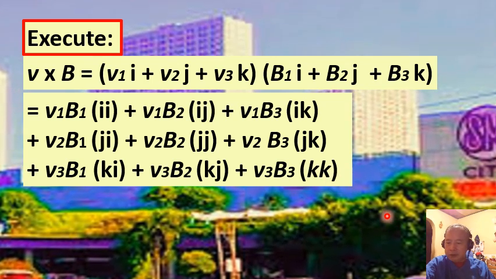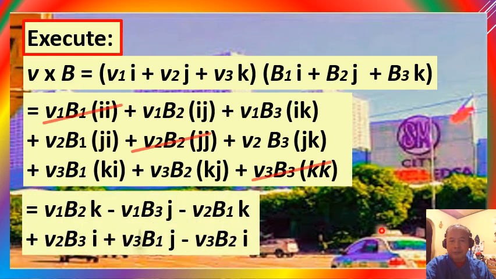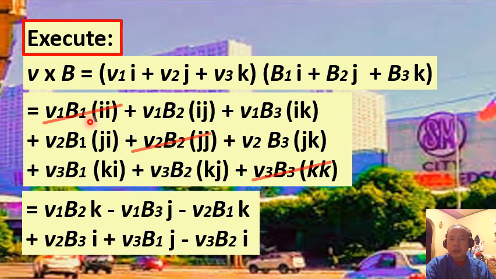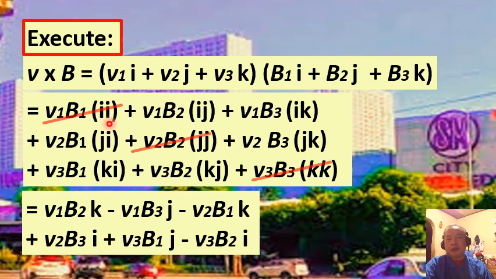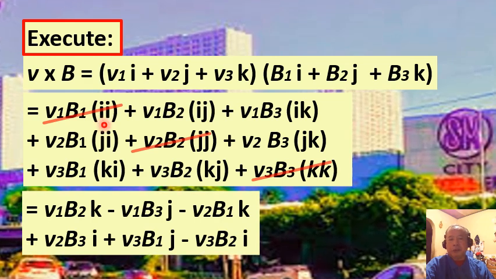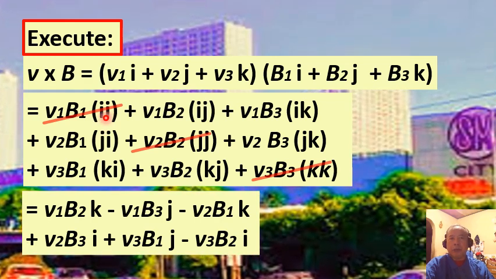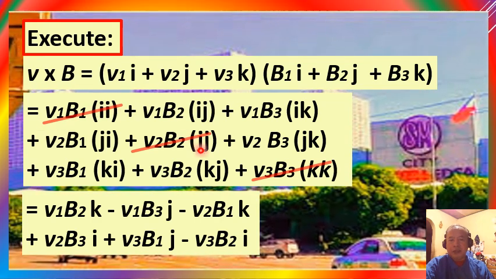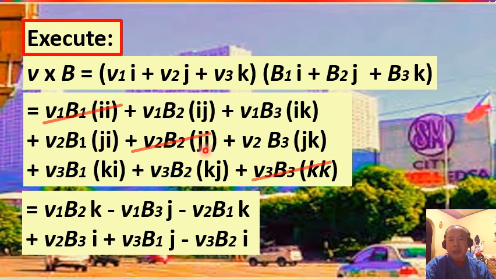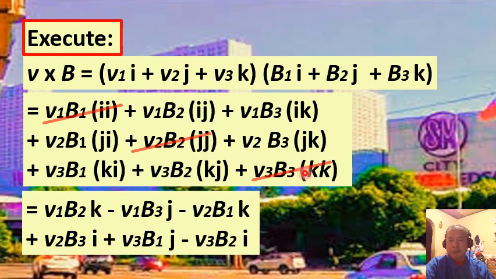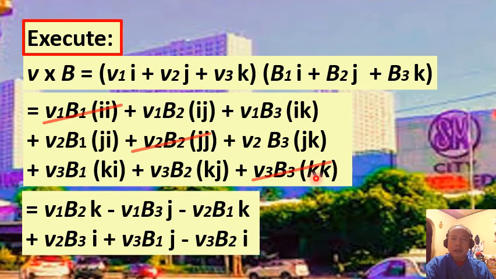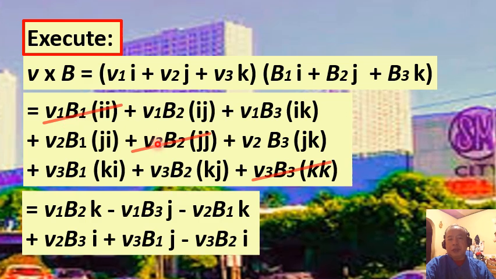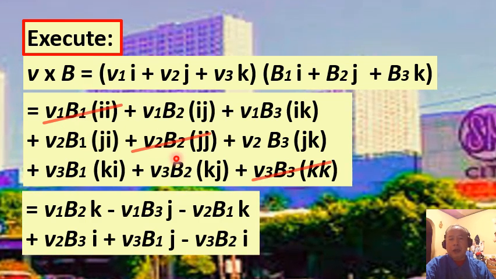And when simplified, this is what we get. All right. So one of the properties of unit vectors is that when a unit vector, for example I, is cross multiplied with another I, that automatically is equal to 0. Likewise, J cross multiplied with J is also equal to 0. And unit vector K, when cross multiplied by itself, is also equal to 0. So all these terms that are equal to zeros are now cancelled.